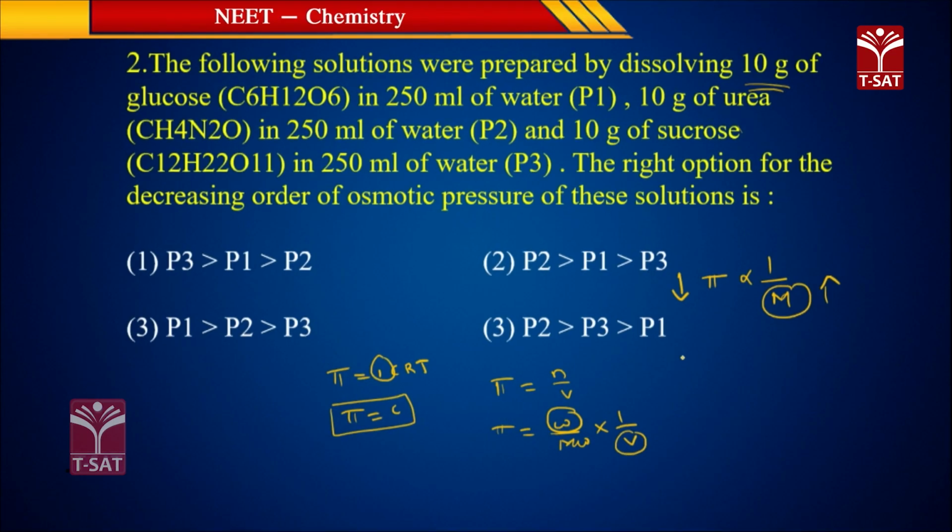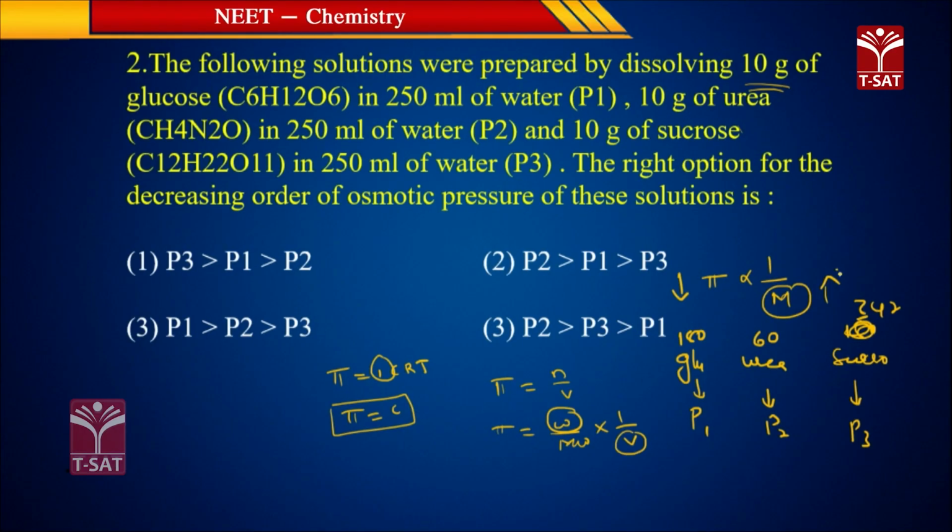So you have glucose, urea and sucrose. The pressure exerted by glucose is P1, by urea is P2, and by sucrose is P3, and the molecular weight of glucose is 180, urea is 60, and sucrose is 342.